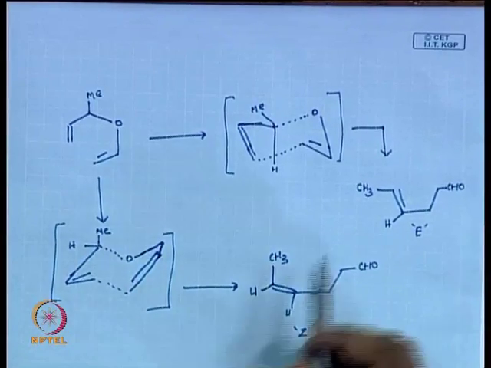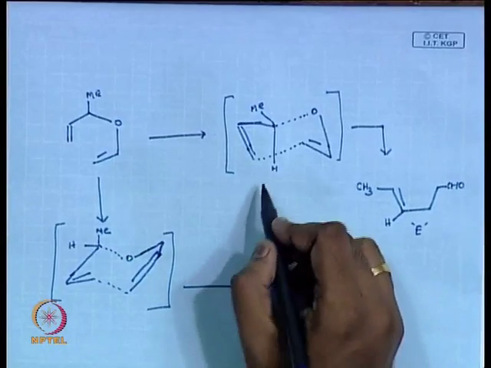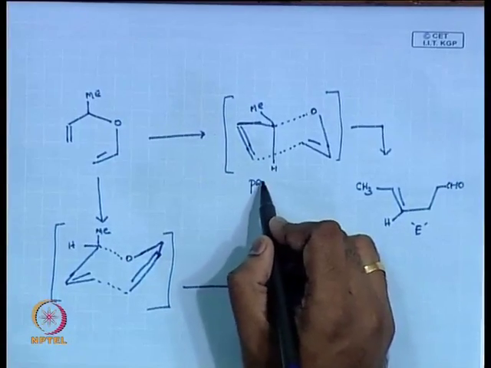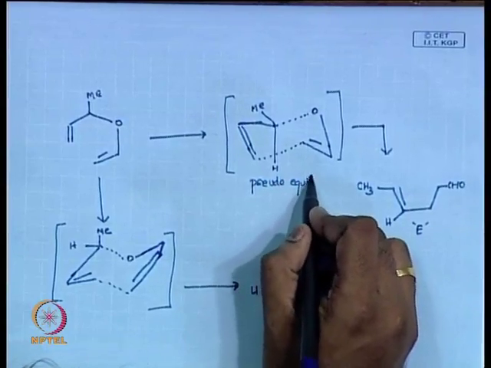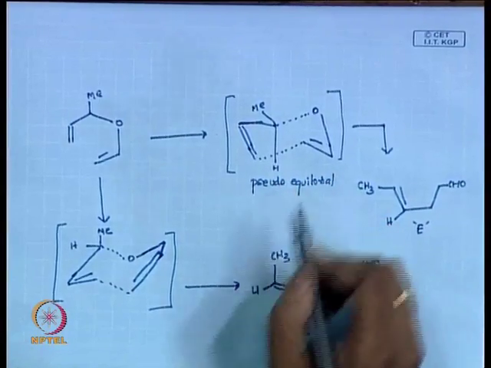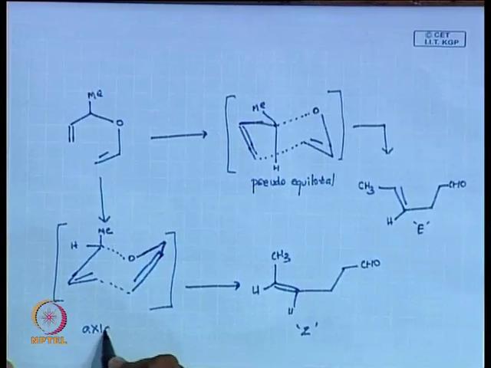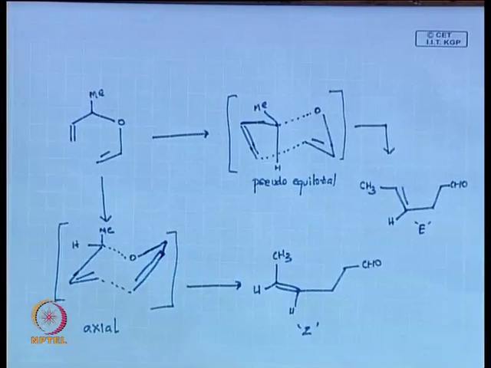So, you can see that in one case it is a pseudo equatorial, but it is more like an equatorial position. In another case it is properly axial. So, you know that in a cyclic transition state you want your methyl group to be favored in the equatorial position. So, you get the E form more compared to Z, clear. That is very important for your Claisen.